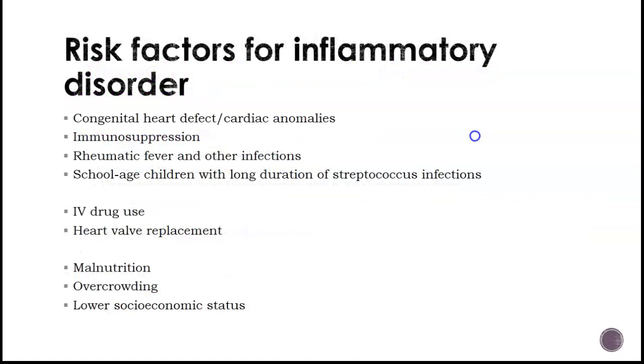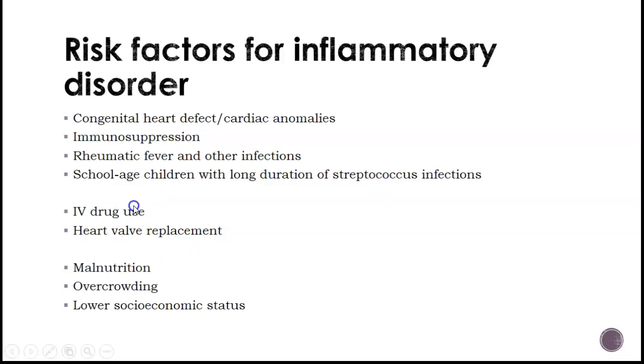Risk factors for inflammatory disorder. I've grouped these together, like I talked about in class, to hopefully help you remember them better. This first grouping I saw more as internal issues: congenital heart defect, immunosuppression, rheumatic fever, school-age children with strep infections, long durations of strep infections, so things that happen inside the body.